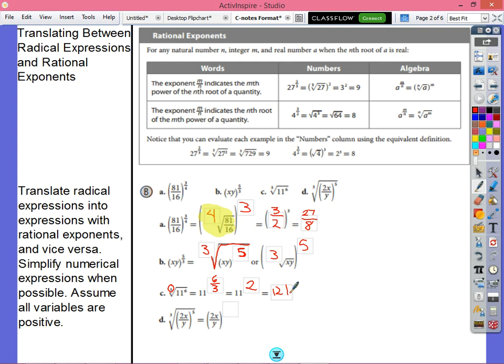Here we have a root number of 3, a cube root again, and a 5th power exponent on the inside. So that will be converted to 5 over 3. And that is how you convert from radicals to exponents and vice versa, going from a rational exponent to a radical statement.